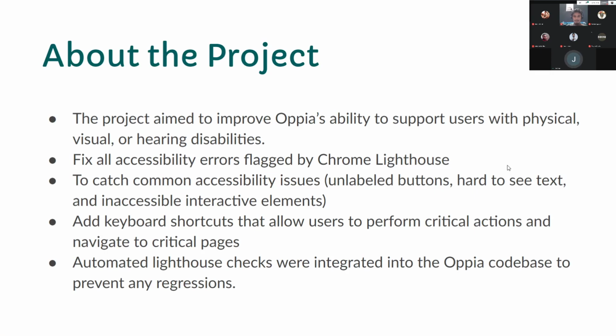So these are the tasks that the project has done. The project aimed to improve Oppia's ability to support users with physical, visual, or hearing disabilities. And I fixed all accessibility errors that were flagged by Chrome Lighthouse. Chrome Lighthouse would flag common accessibility issues such as unlabeled buttons, hard to see text, and inaccessible interactive elements.